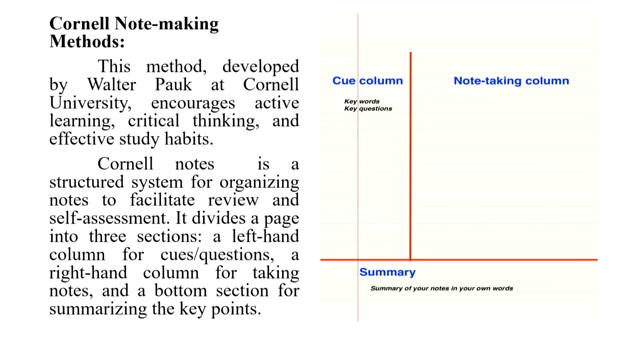And this is another technique, called the Cornell note-making method. This method was developed by Walter Pauk at Cornell University, and encourages active learning, critical thinking and effective study habits. Cornell notes is a structured system for organizing notes to facilitate review and self-assessment. It divides into 3 sections. The left-hand side is the cue column, the right-hand side is the column for taking notes, and the bottom section is for summarizing the key points.